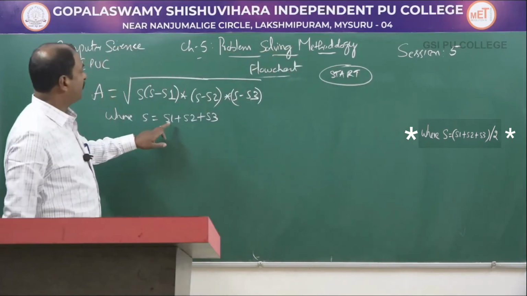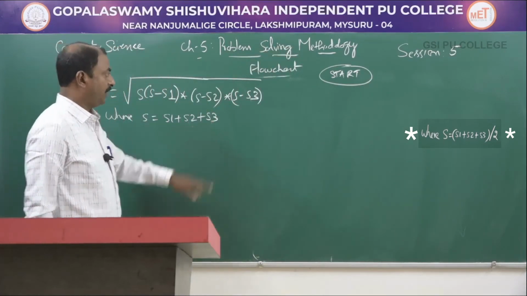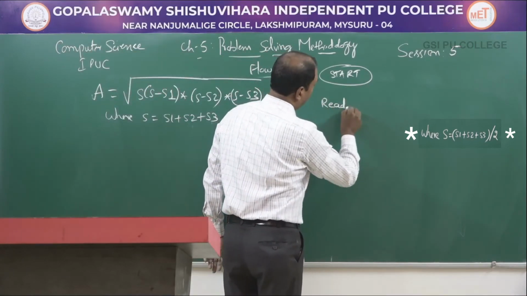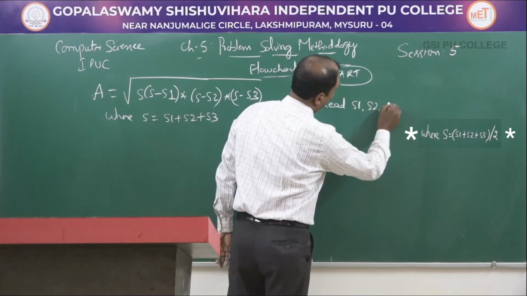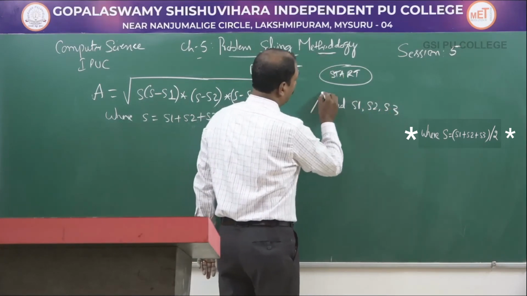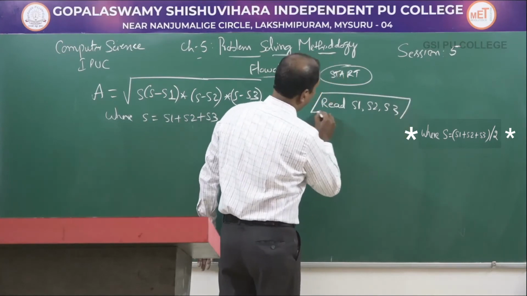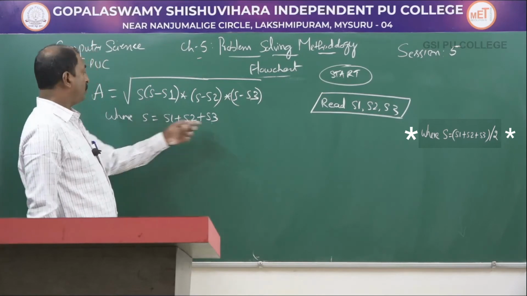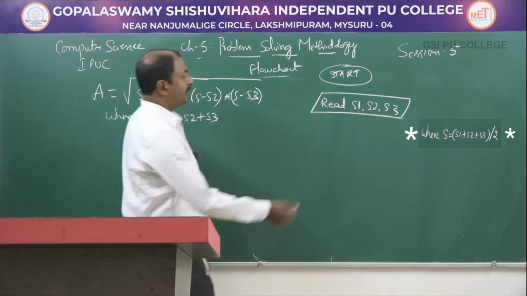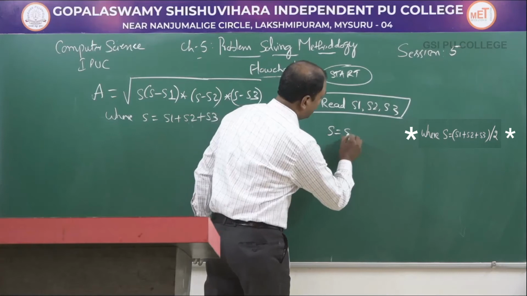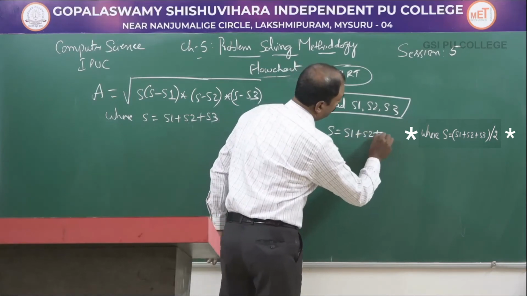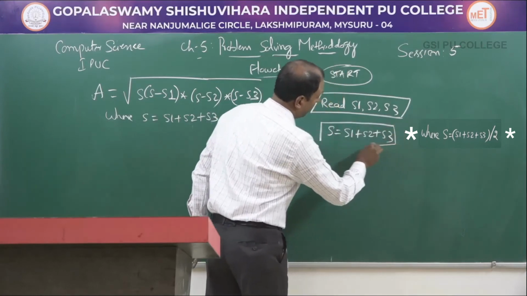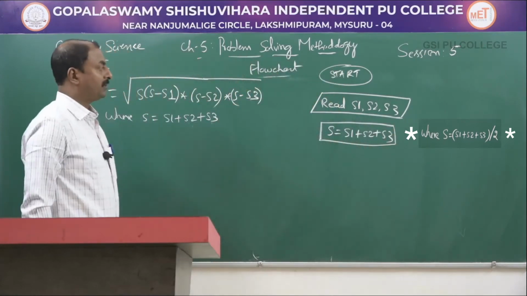Next step is we have to accept the values of s1, s2, s3. That is, input or read s1, s2, s3. It should be inside this geometrical shape. After reading this, we have to find out what is s. S is equal to s1 plus s2 plus s3. This should be inside a rectangle because it is a processing.